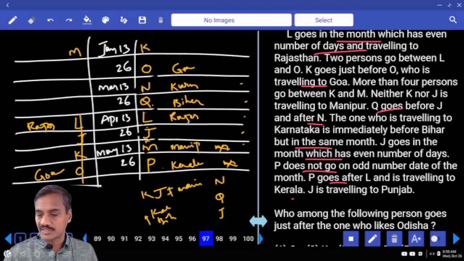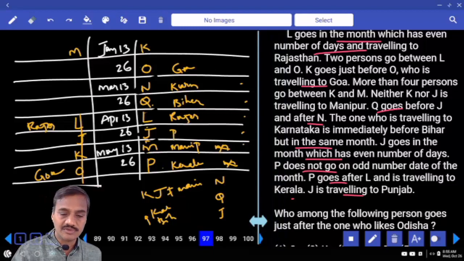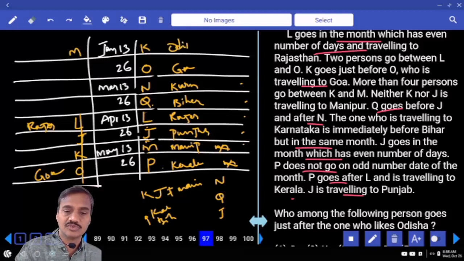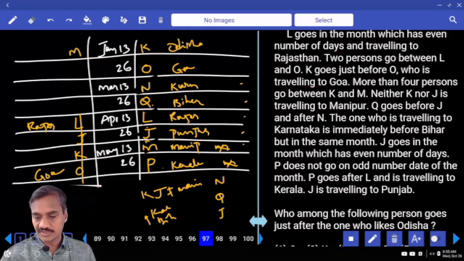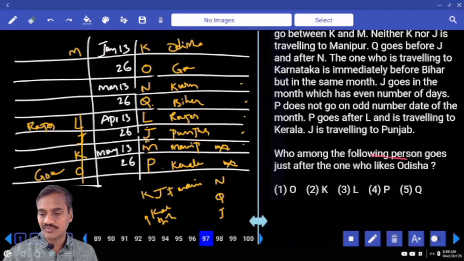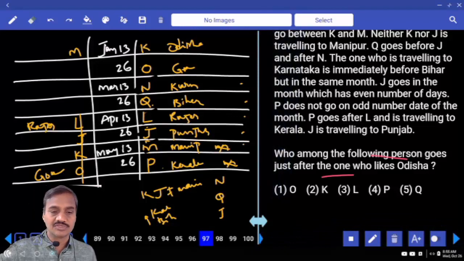Is that right? And J is traveling to Punjab. Now this is Punjab. Then what is the only state left over here? Next, what is left is Odisha. Hence K is going to Odisha. Done with this? And who among the following persons goes just after the one going to Odisha? O is the answer. Done? Now this is the final arrangement we have.